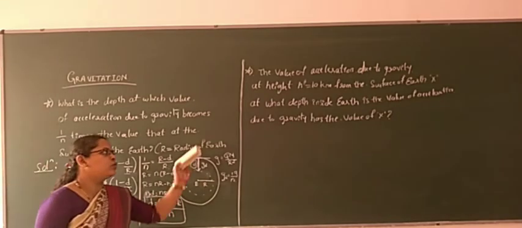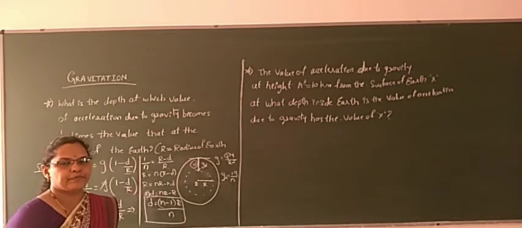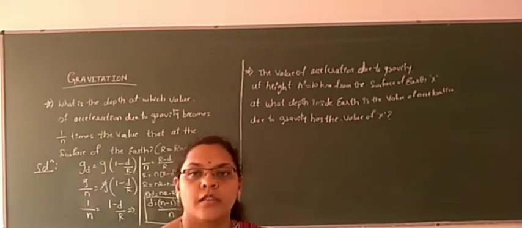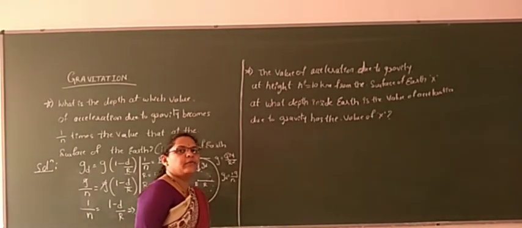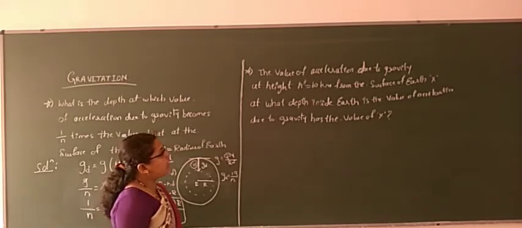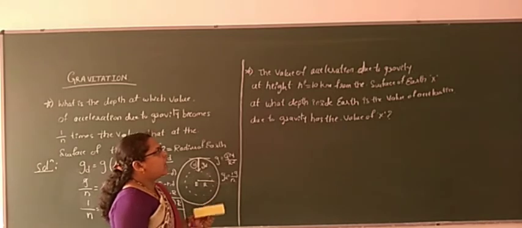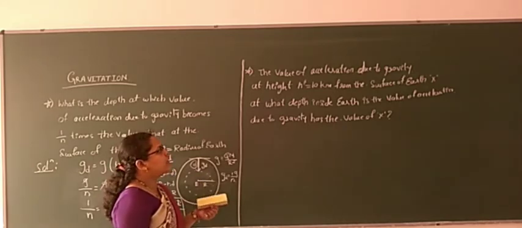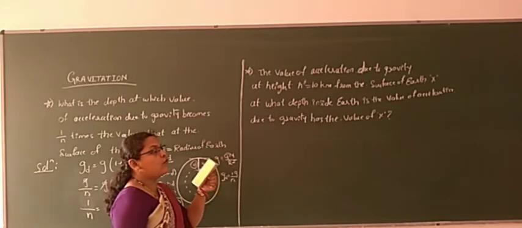So let us move on to the second problem here. What is that? The value of acceleration due to gravity at a height x is equal to 10 km from the surface of the earth. At what depth inside the earth is the value of acceleration due to gravity the same value?